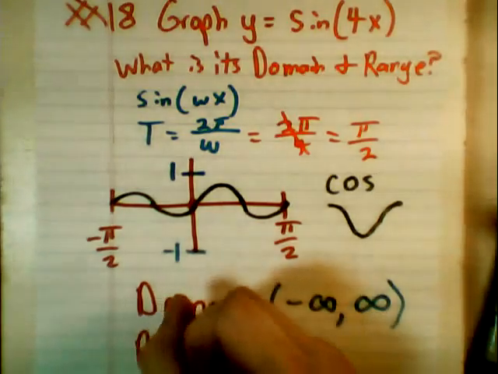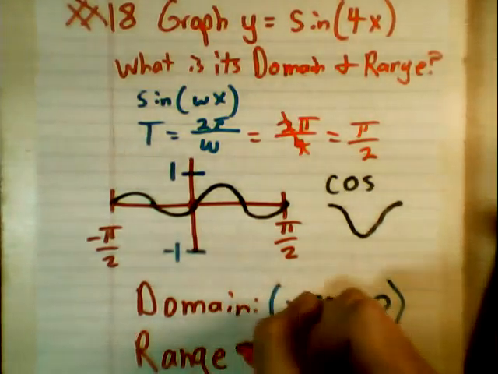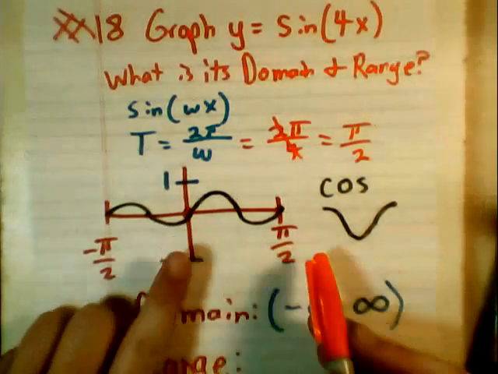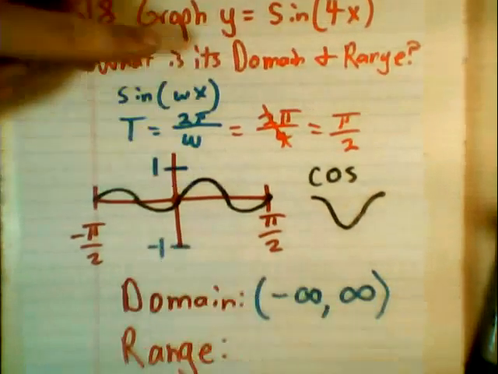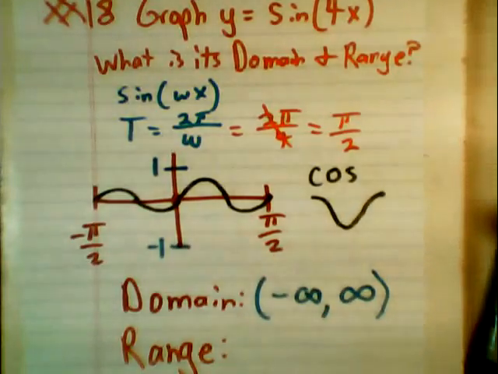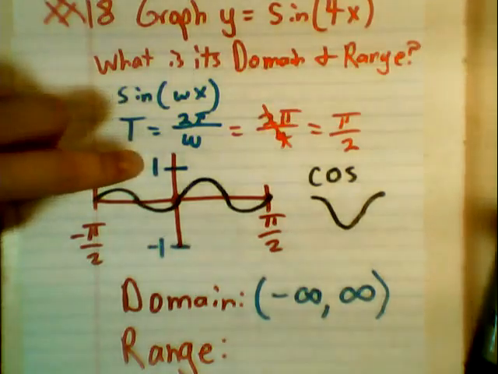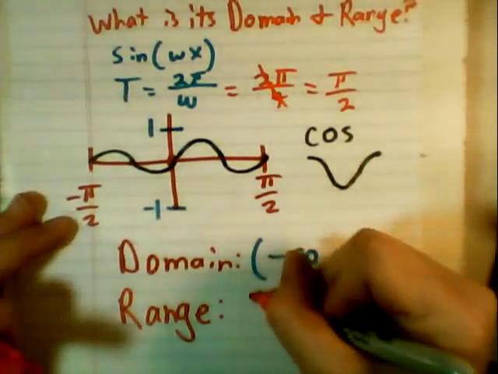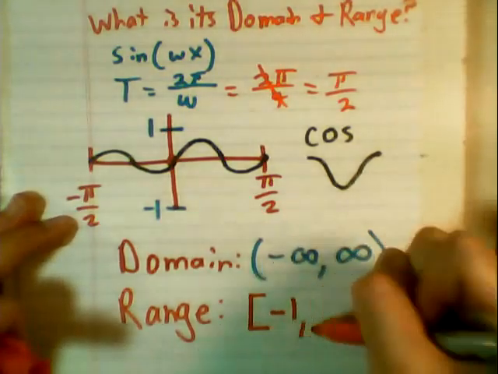What about the range? Well, since the period is the only thing that changed, it wasn't stretched or compressed any, the range is the same as the original function, which goes from 1, and it touches 1, to negative 1. So our range is square bracket negative 1 to 1.